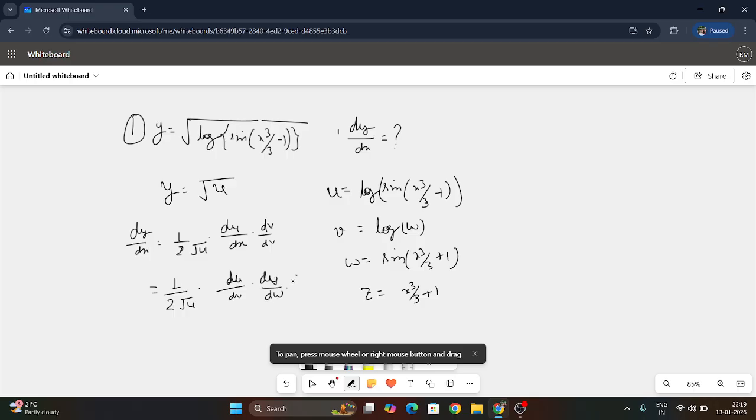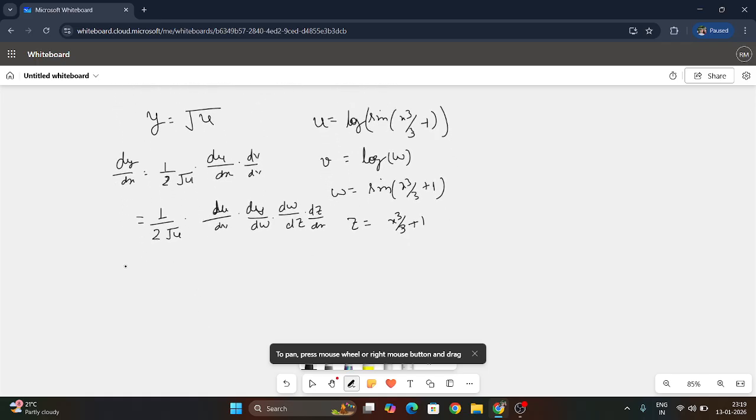dw, and dw by dz, and dz by dx. Okay, du by dw, because du by dv, dv by dw, dw by dz, dz by dx. Okay, why? Because u is a function of v, is a function of w, is a function of x. This whole thing is z, and z is a function of x. Now let's put all these values one by one.